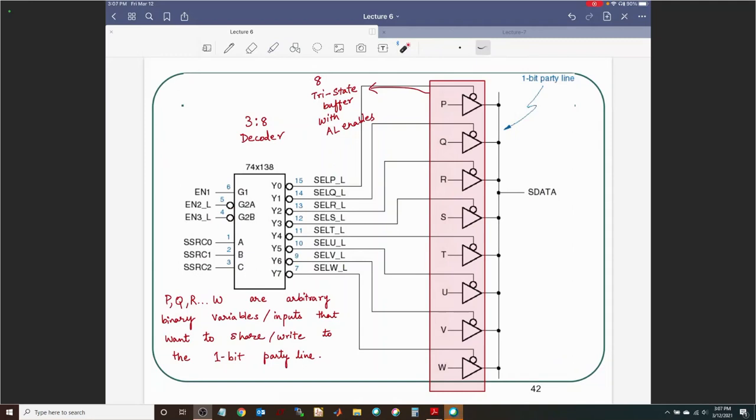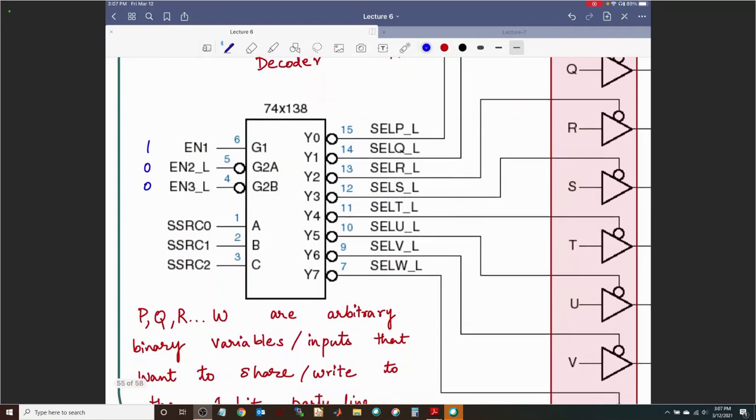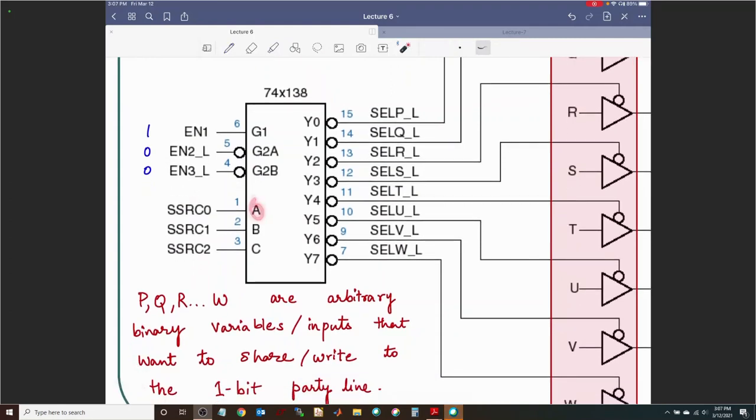So let's try to walk through this in this way. I've got three enables for the 3-to-8 decoder. One of them is active high, two of them are active low. So for the sake of discussion, I'm going to assume that everything is enabled. So I'll connect this to high, I'll connect these two guys to ground, 100. So I've enabled the 3-to-8 decoder. And I have three inputs, A, B, C. A is your least significant input, source 0. B is your next most significant, C is the most significant input. So I'll just assign them maybe 110, right? So just some 110. That's your arbitrary assignment for the input.